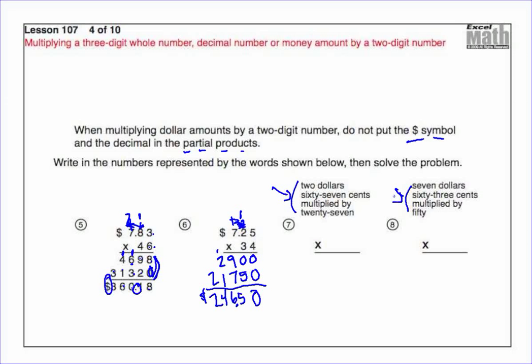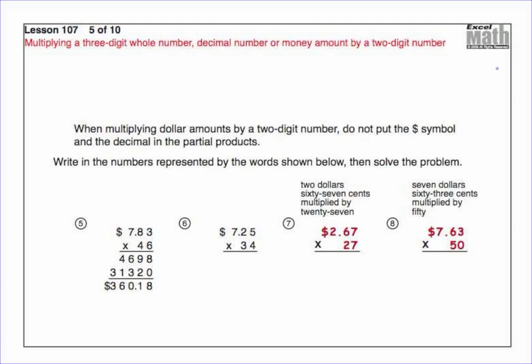Pause the video, turn it back on after you're ready for the solution. All right, the numbers that you should have filled in, $2.67 times 27, $7.63 times 50. First one here, you had 7 times 7, which is 49. Carry the 4. 6 times 7 is 42. That makes 46. And 2 times 7 is 14. Plus 4 is 18. No decimal point or dollar sign in my partial product, so I just leave it like that. And I'm scribbling out my carries, putting in my 0 for my placeholder.